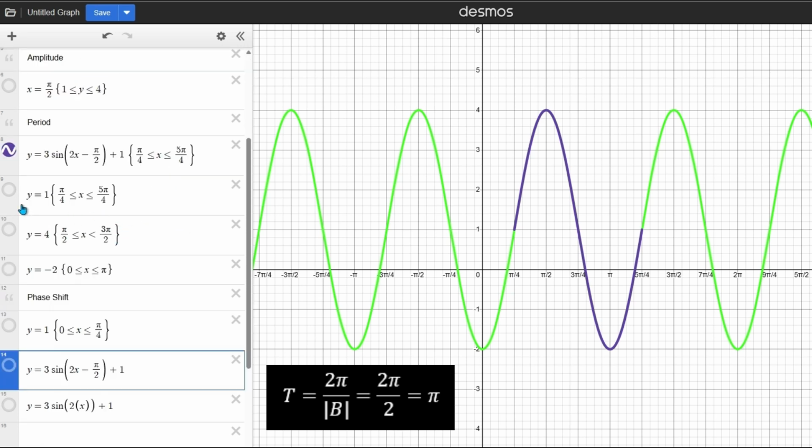Other ways of visually representing the period, we could look at it along the midline. We can look at it from peak to peak. We can look at it from trough to trough. It's all exactly the same distance. It's going to be pi.